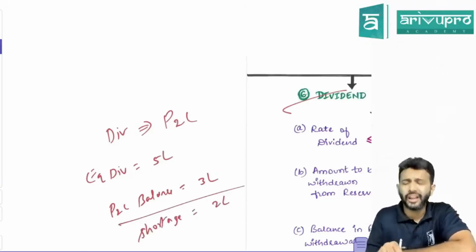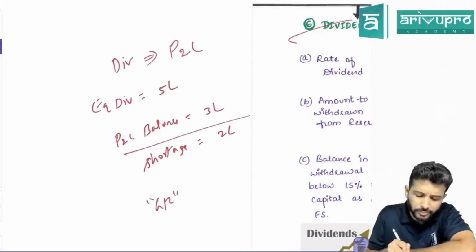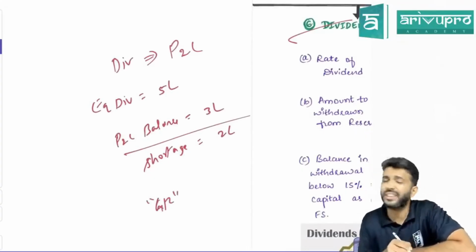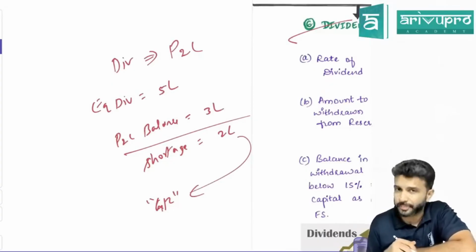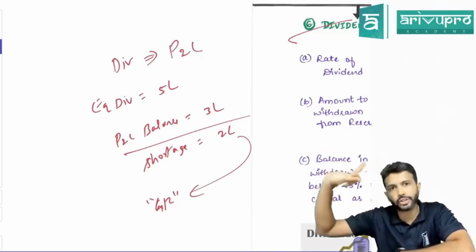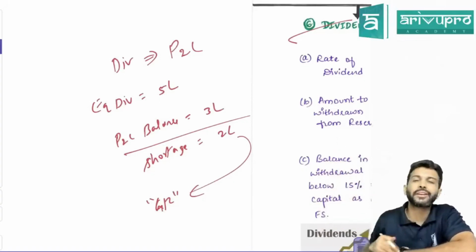You know what the company is saying? That shortage amount we'll pick from general reserve. Company has general reserve. They are saying the shortage we will pick from general reserve. Can they do it is the question. That's a provision. You understood the concept? This is backed by dividend declaration rules.